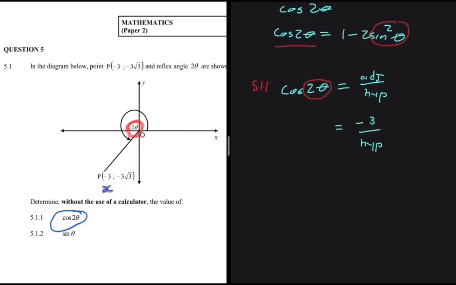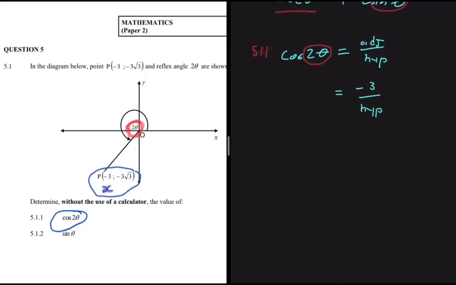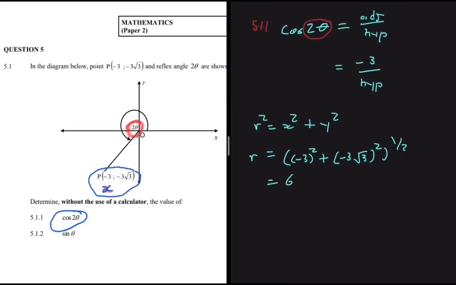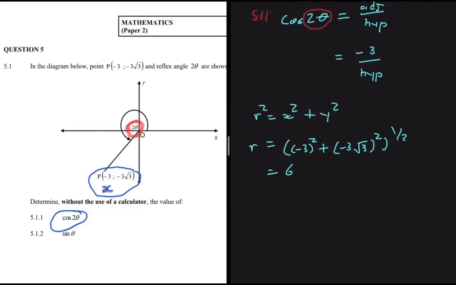So we can just go ahead and calculate that with our point that is given to us, right? So we can say our hypotenuse, so we can say r squared will be equal to x squared plus y squared. So r should be equal to what is x? X is minus 3, so we have minus 3 squared plus minus 3 square root of 3, and then squared, everything to the power a half, right? We're taking the square root on both sides, and if you put that in your calculator, you should get r being equal to 6.